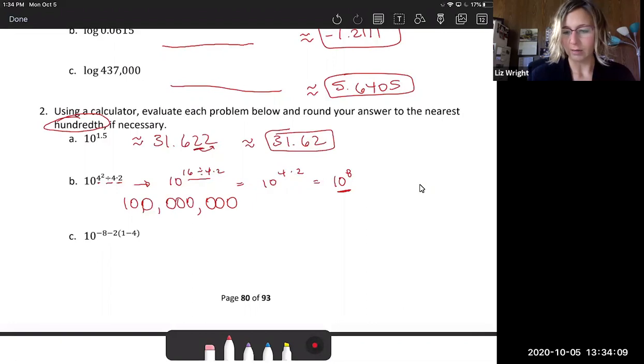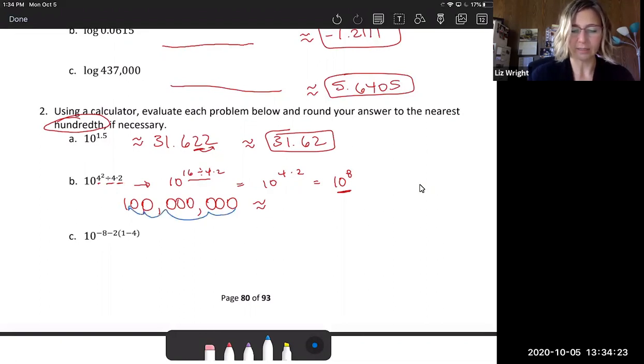And then I would also like you guys to rewrite that into scientific notation. So let's just do an extra practice of writing it in scientific notation and kind of refresh our brains on that. And so again, we'd move it over 3, 6, 7, 8. And so it'd be 1.0 times 10 to the 8th.